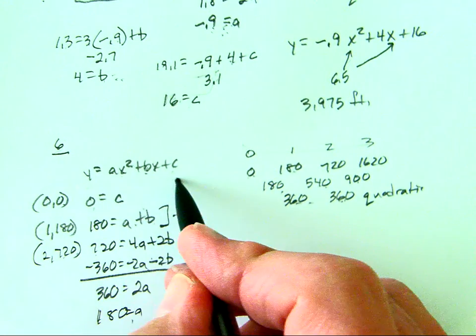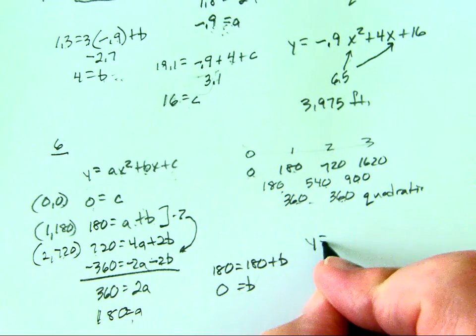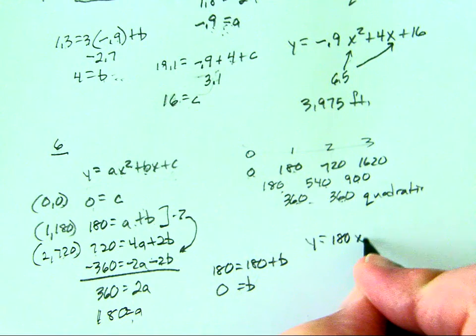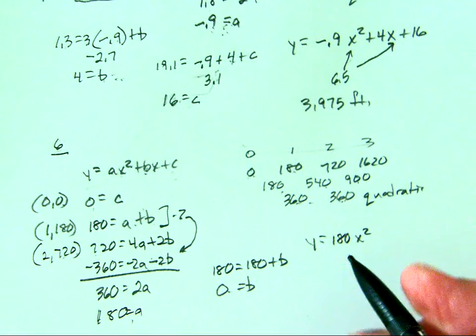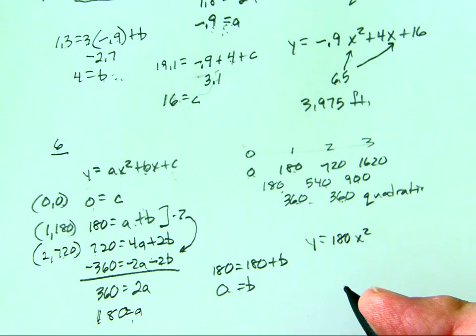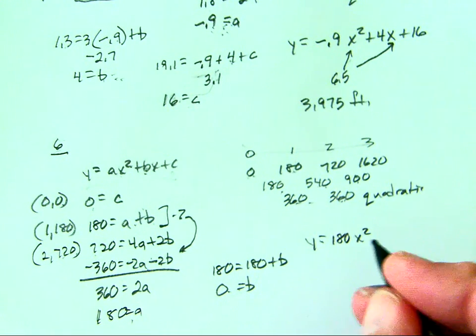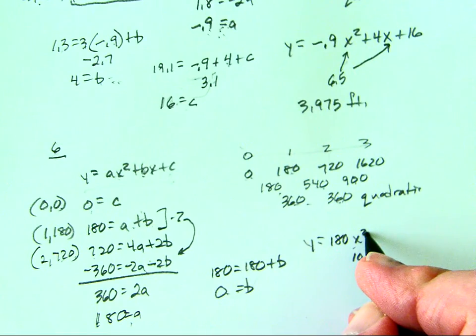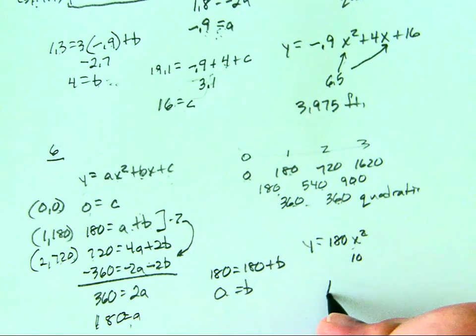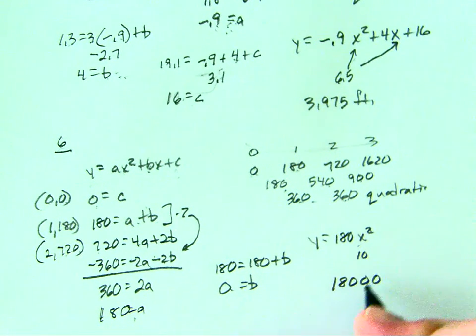So if we plug that into our original equation, we're going to have y equals a x squared plus bx, which will be 0, plus c, which will be 0. So that's our equation right there. If we want to find the same rope that's a circumference of 10 inches, we're just going to plug 10 in here. So 10 squared is 100. 100 times 180 is 180 and 2 zeros. So it'll be 18,000 pounds. Right?